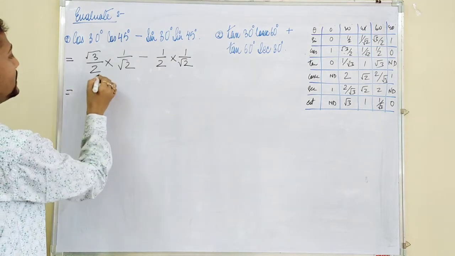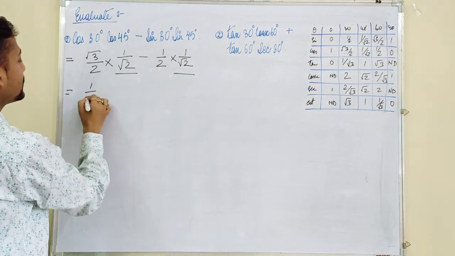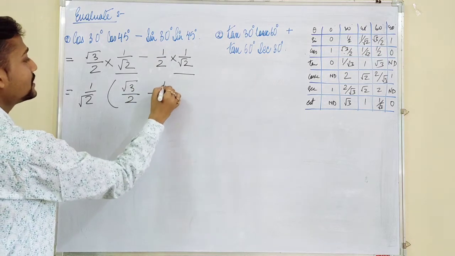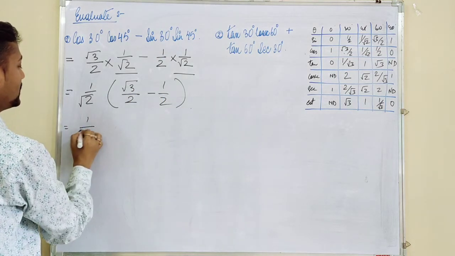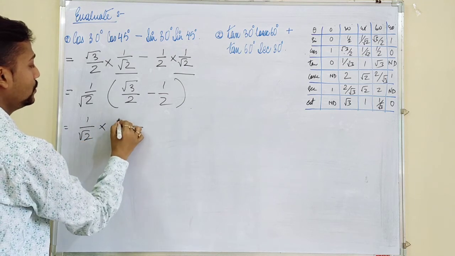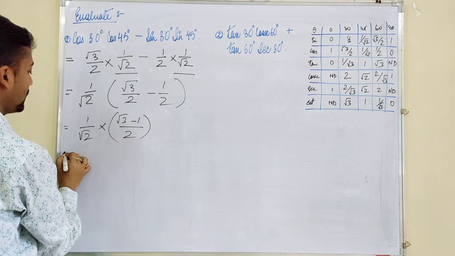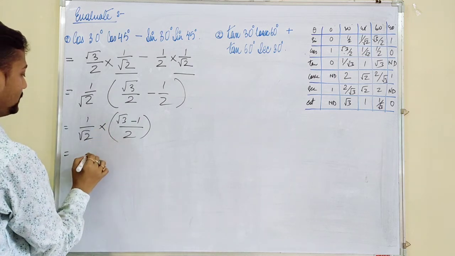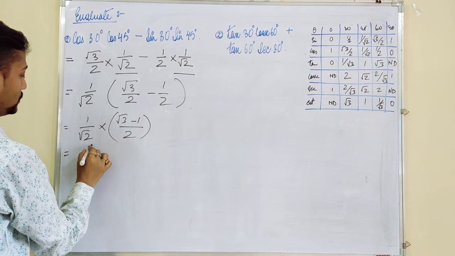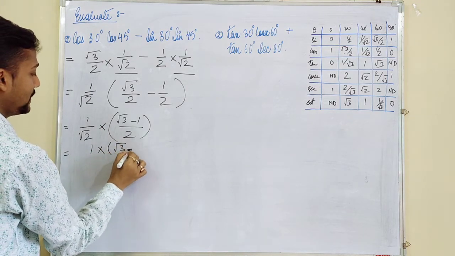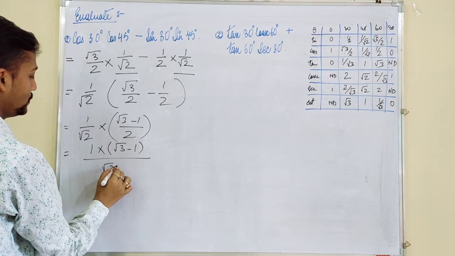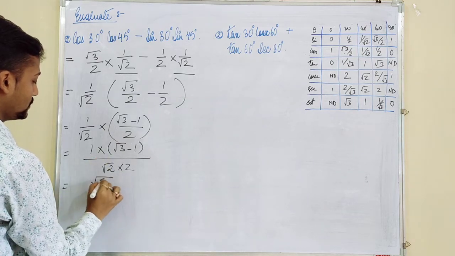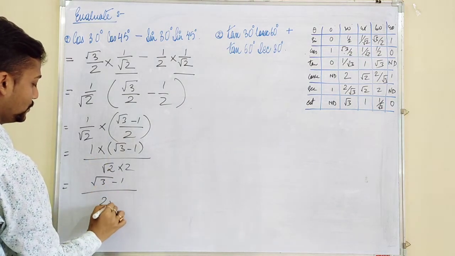Now try to solve it out. If you see carefully, 1 by root 2 and 1 by root 2 is common. So I can take 1 by root 2 common, then root 3 by 2 minus 1 by 2. So it will be 1 by root 2 into (root 3 minus 1) by 2. Okay, so the answer will be 1 into (root 3 minus 1) over root 2 into 2. 1 into root 3 is equal to root 3 minus 1. It will be 2 root 2.